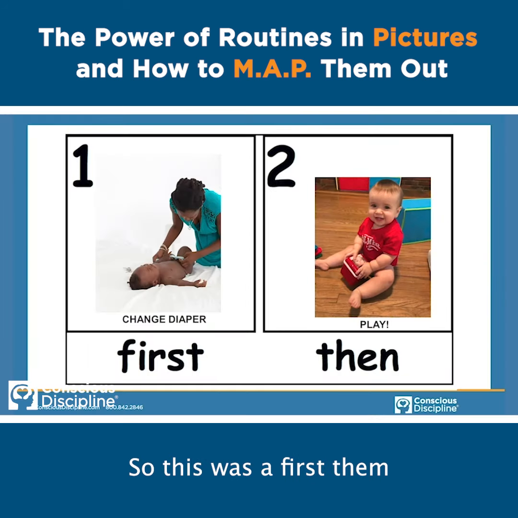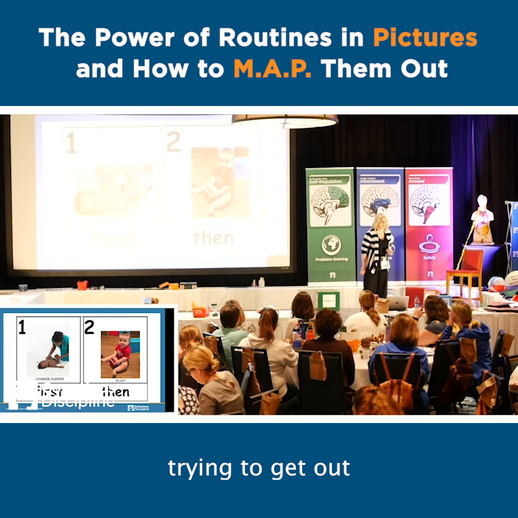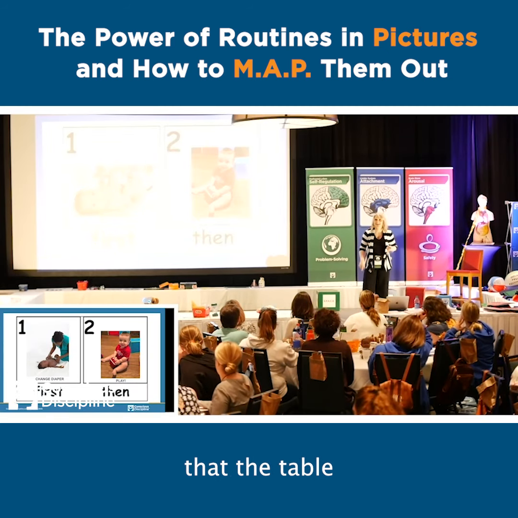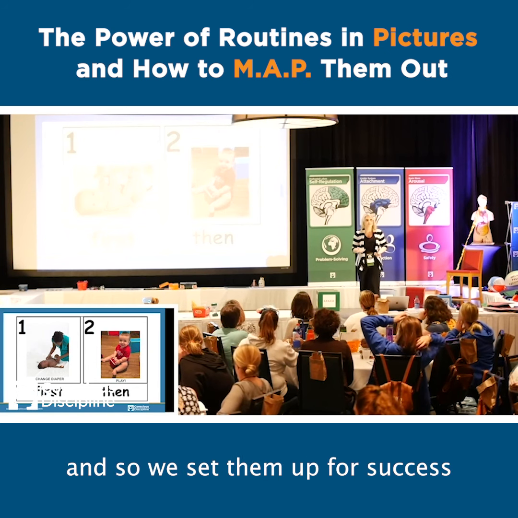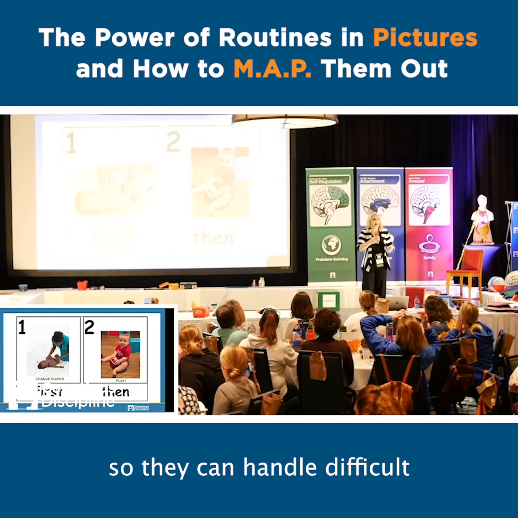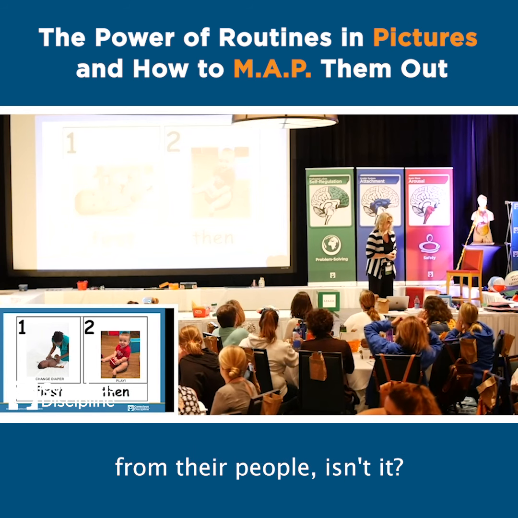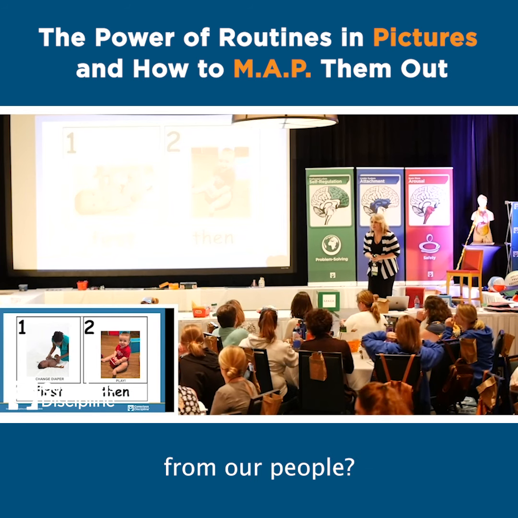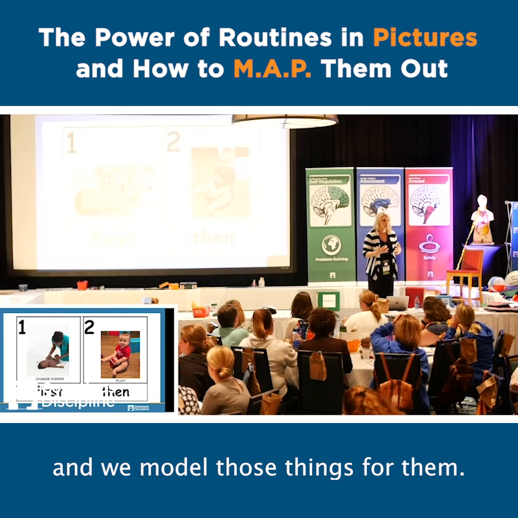This was the first thing that we made for Emma. First, change your diaper, then you play. Because when you'd lay her down on the diaper changing table, she turned into one of those rolling alligators trying to get off of the table because she wanted to go play. So we set them up for success so they can handle difficult things. It's hard for them to separate from their people, isn't it? Is it hard for us to separate from our people? Yes. So we teach them how to handle that, and we model those things for them.